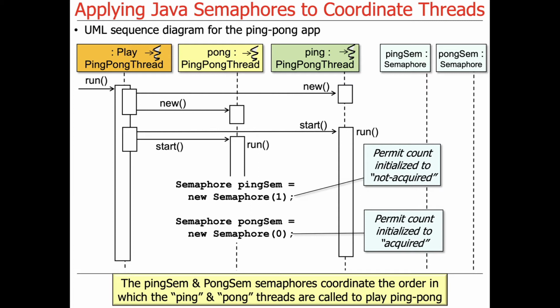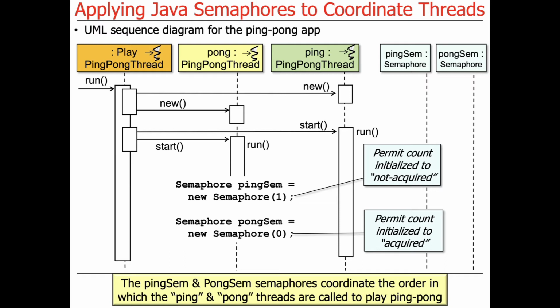So we start out by creating two semaphores. One is the ping semaphore, one is the Pong semaphore. The ping semaphore is initialized to 1, and that means it's available or it's not acquired. Conversely, the Pong semaphore is initialized to 0, which means that it's in use or acquired. And we do it this way so that ping goes first, and then Pong will go second. So the Pong semaphore starts out locked, the ping semaphore starts out unlocked, and then you're going to see they're going to alternate their locking behavior.